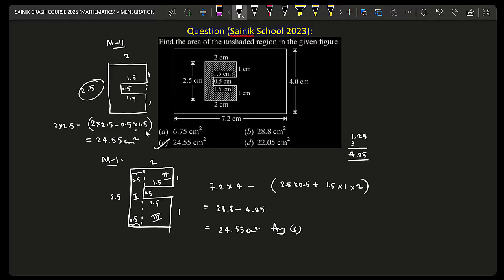Either you divide into 3 parts and find the 3 areas and add, or you divide into 2 pieces. That means this complete figure is 1 and this smaller rectangle is 1, and subtract. Anything you want you can do, but the final answer is going to be the same. So this is the correct answer, option C. Very good, Shreyash, you can mute.